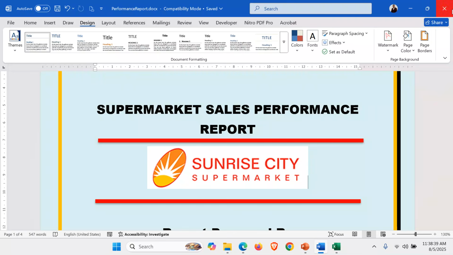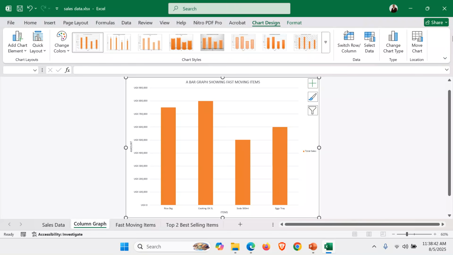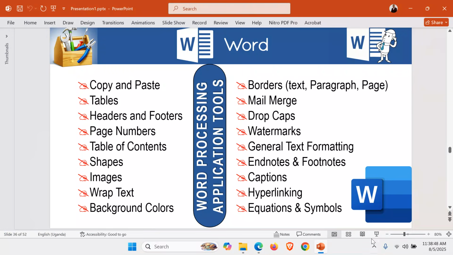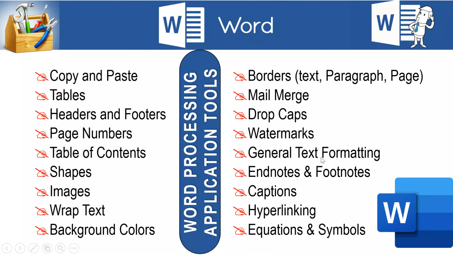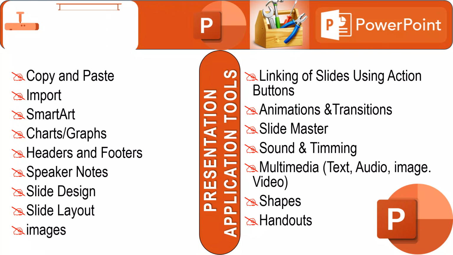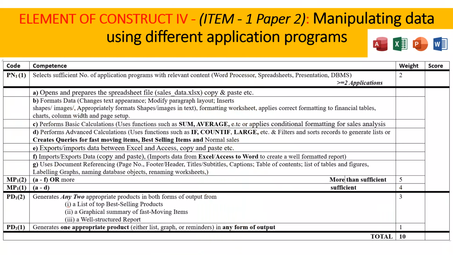and close your work. So we have finally manipulated data using different application programs, which involved word processing, Excel and Access. So this is the score sheet. The score sheet looks at planning. With planning, we are looking at the competencies. Has the candidate selected the sufficient number of application programs with relevant content? So we have been putting the relevant content in word processing, in spreadsheets and database. A candidate must use a minimum of 2 applications.